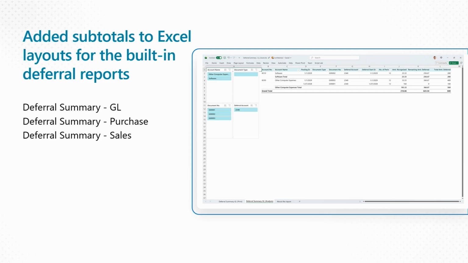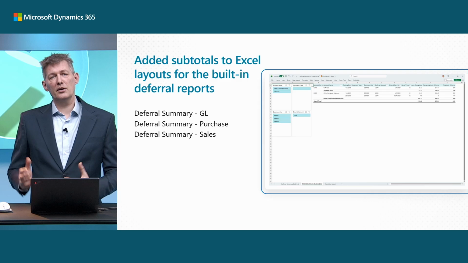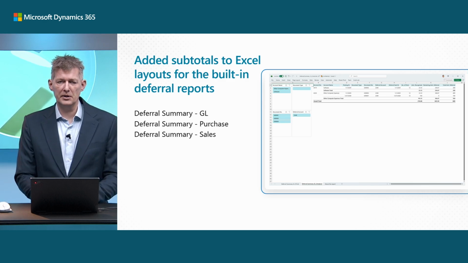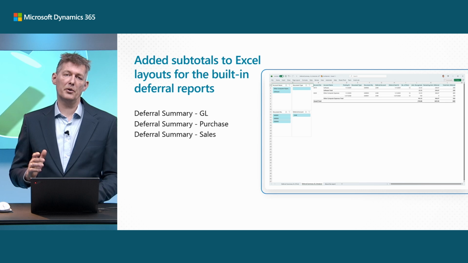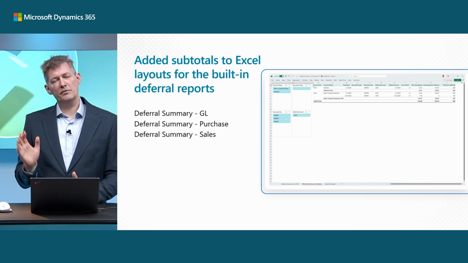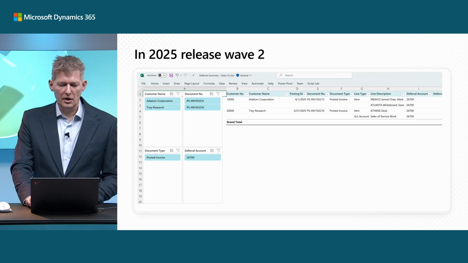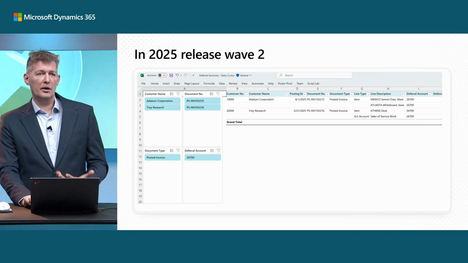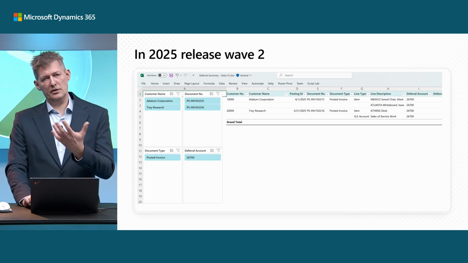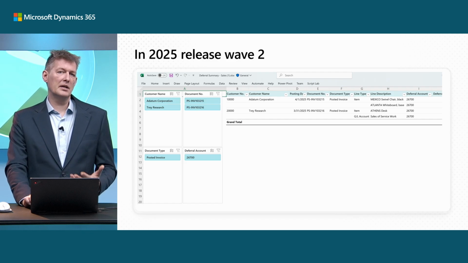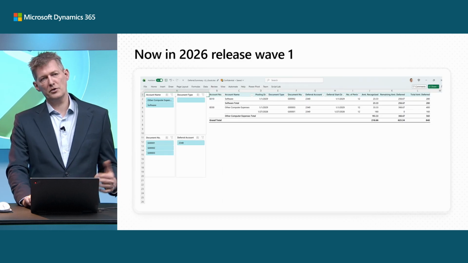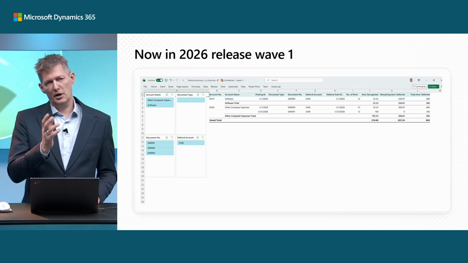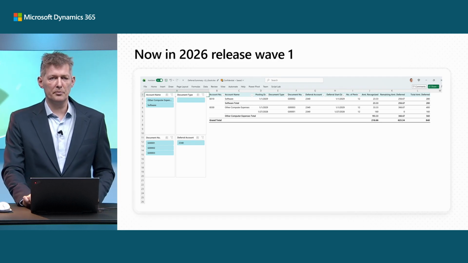In the fall of 2025, we released a lot of Excel layouts for existing reports. And for finance, we did the three deferral reports for GL, purchase, and sales. We got some feedback that these reports were missing subtotals. So here you can see the version we shipped in the fall. In the pivot table, there's no subtotals. It's an easy change. You can do it on your own versions. But we are also shipping in Business Central out of the box the deferral reports with subtotals included.